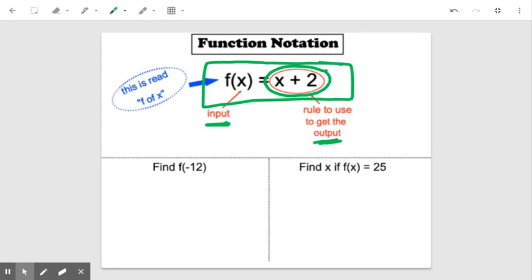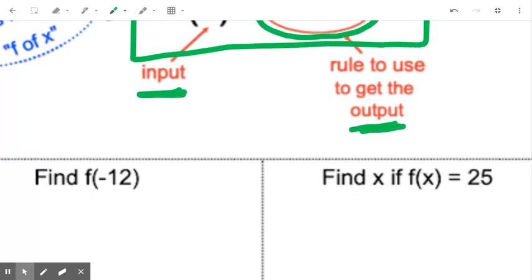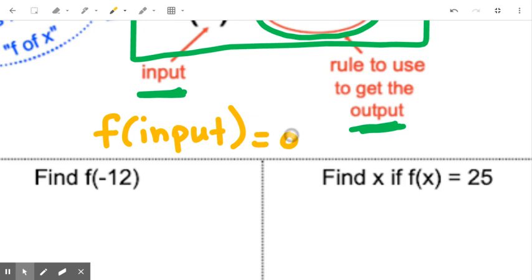So if you want to think about it this way, the notation always looks like F of the input is going to equal the output. So the input is always what's inside the parentheses with the F. The output is what is on the right side.